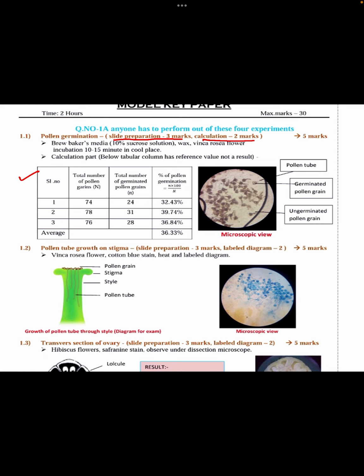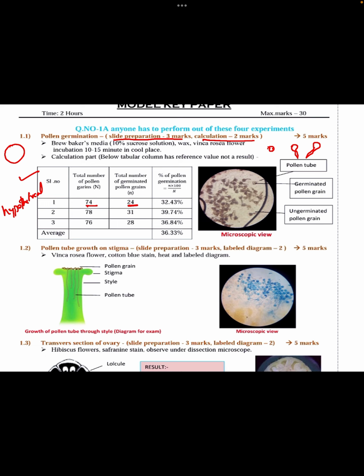If you are taking 3 values, this is a hypothetical value, not this only. This is your microscopic field. How many pollen grains did you see? That is 74, and out of that only 24 germinated. If you see the pollen grains like this, this is the normal pollen grain, and this one is a germinated one. You have to count the ones which are germinated. So out of 74, only 24 were germinated.